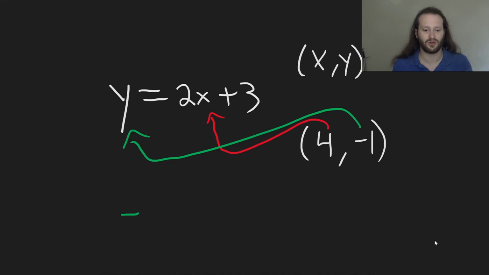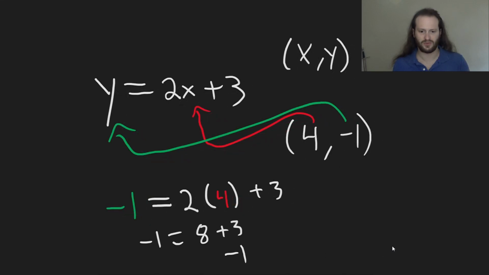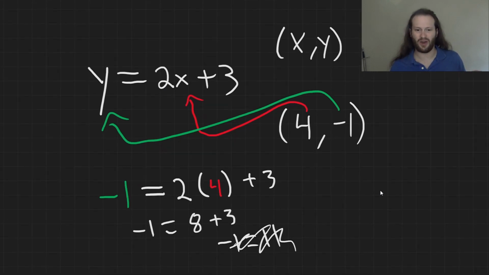So -1 equals 2 parentheses 4 plus 3. Does -1 equal 11? No, surely not. So that just means that this coordinate point does not lie on the graph of this function. And you can go about it the other way.